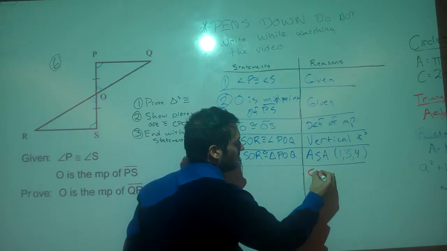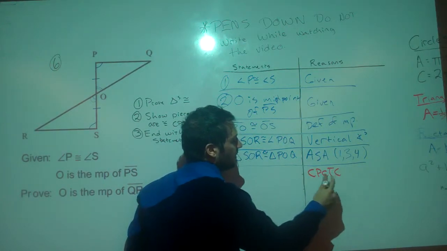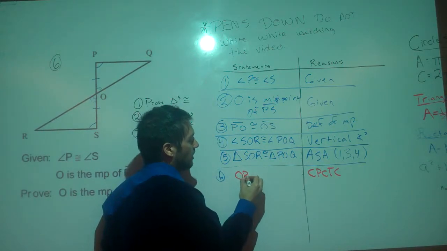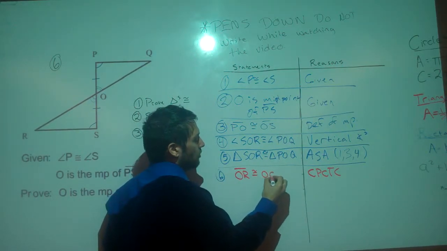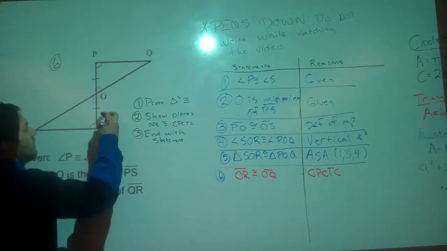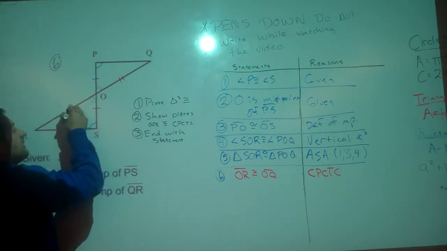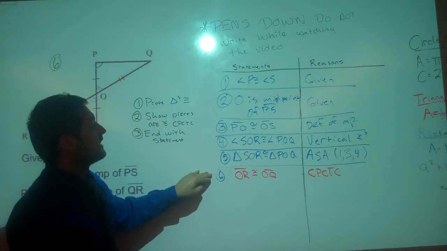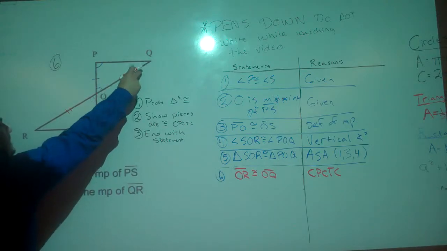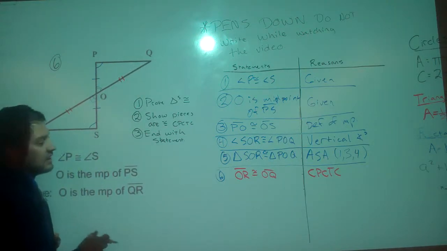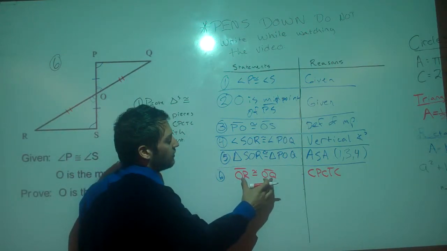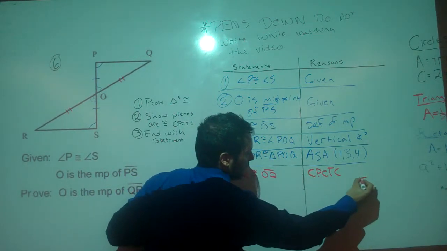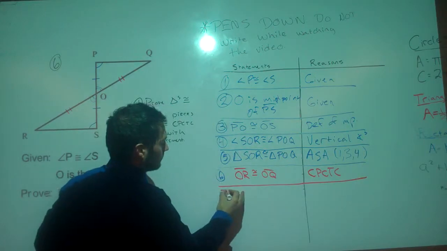Therefore, if the triangles are the same, the pieces will be the same too. That is what CPCTC means. So I can say that OR is the same as OQ. Notice I did not say this is true because it's a midpoint, because thus far in my proof, I have never stated that O is in the middle of QR. So I have to have a different reason besides the midpoint to show that this is true. In this case, and in most every case, that reason will be CPCTC.